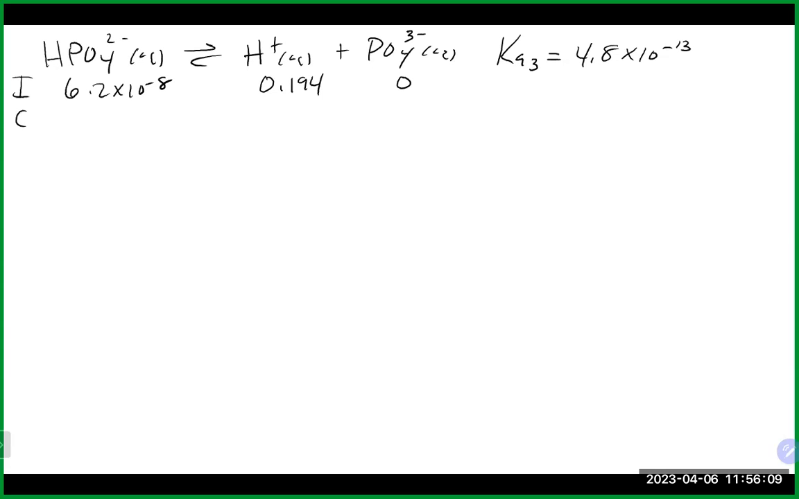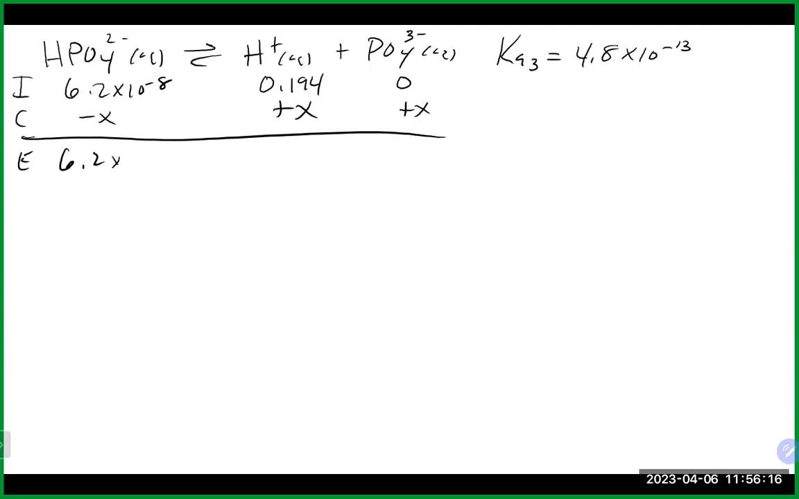Change here would be minus X, plus X, plus X, which means that at equilibrium we have 6.2 times 10 to the minus 8 minus X, 0.194 plus X, and X. Now that we're at the third step here, we're going to go into the third equilibrium expression, which again is our products over our reactants.